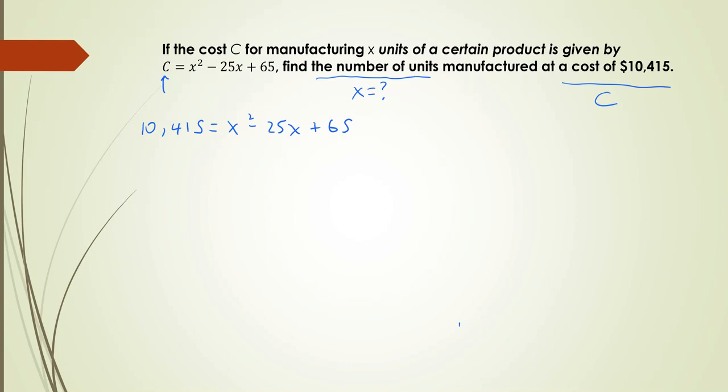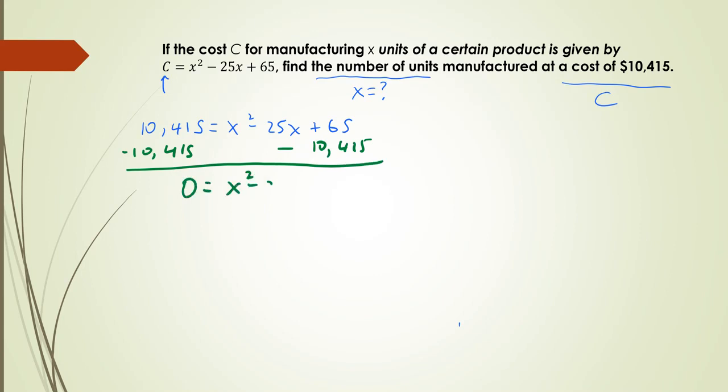Remember on these problems, we need a 0 on one side. So I'm going to subtract 10,415 off of both sides. Now it's going to give me 0 equals X squared minus 25X, and then using my trusty calculator, I'm going to get minus 10,350. Here's the good news. The good news is we have a trinomial that starts with a 1, so we can use the factor pair shortcut. The bad news is that we're still working with negative 10,350. So it's definitely a calculator exercise.